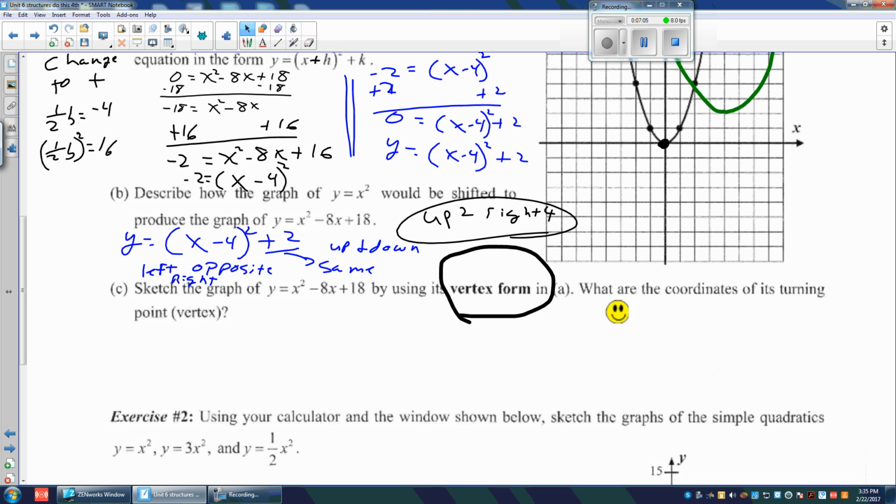Woohoo! We're having fun now. We sketched it. Now by using it in vertex form, right there, what are the coordinates of its turning point, of the vertex? Well, let me see. I said that we're going to move it to the right 4. That's the x direction 4, and we're going to move it up 2. There we go. You can check on the graph. A 1, a 2, a 3, a 4, an up 1, an up 2. There it is. Okay, now let's use our pencil eraser. There we go.